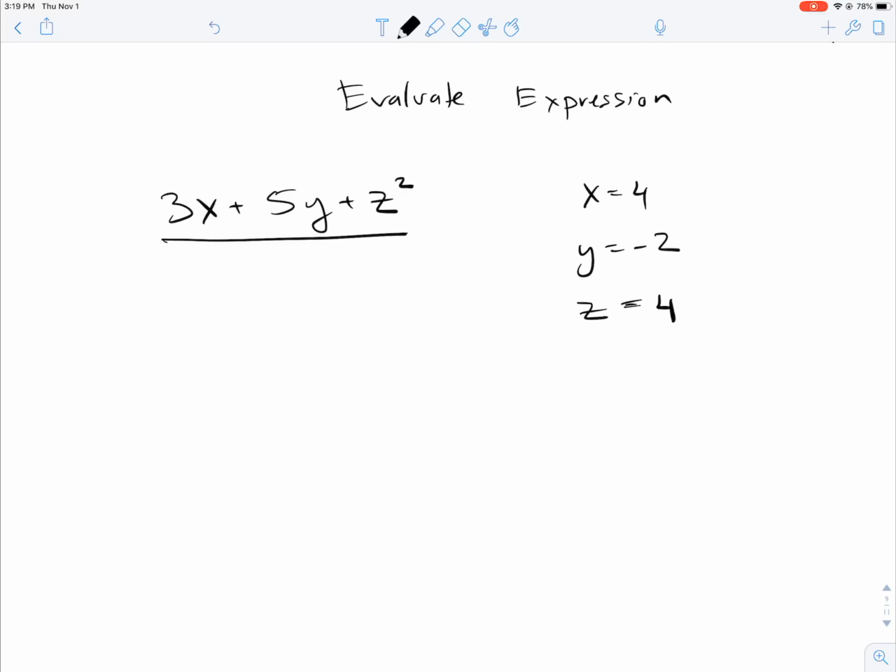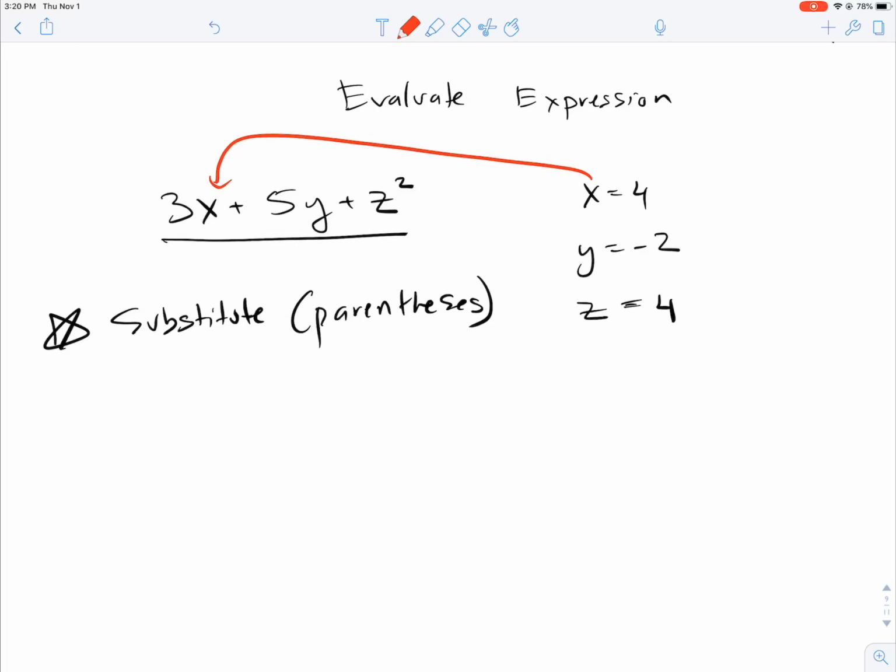The first thing I'm going to do, which I highly recommend, is you've got to substitute. Not only that, you have to use parentheses, because parentheses help you organize yourself. So I substitute the x value in place of x, the y value in place of y, and the z value in place of z. Watch how I rewrite the whole thing using parentheses.